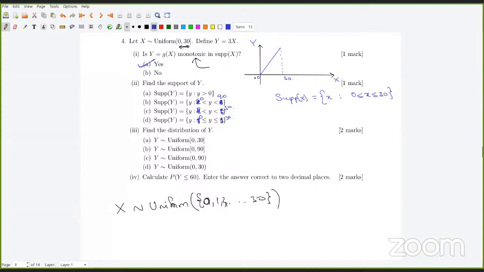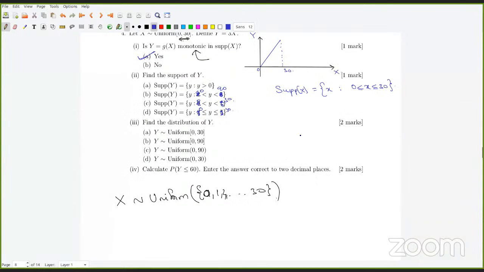We are only talking about support, just support, nothing else. In order to get the support of y, one way is to find the distribution, and looking at the distribution, you can get the support. That is the standard approach that I will show you.